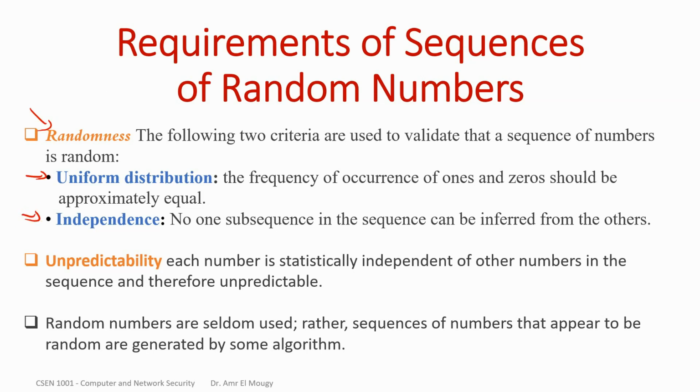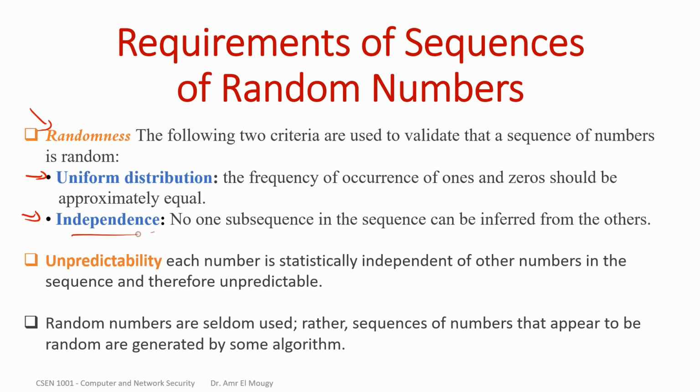First of them is uniform distribution. That means ones and zeros, if you are generating a random sequence of bits, each one and each zero should actually occur with the same frequency. You should not have more ones than zeros or more zeros than ones. So the frequency of occurrence of ones and zeros should be approximately equal.